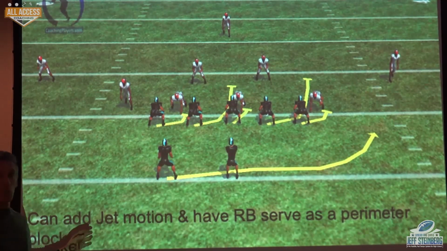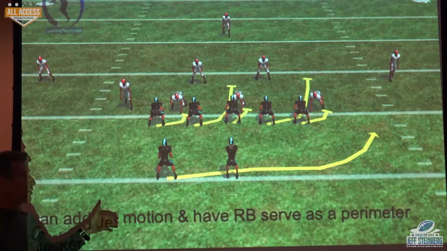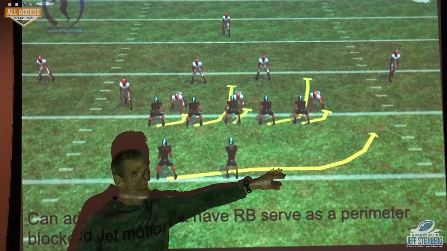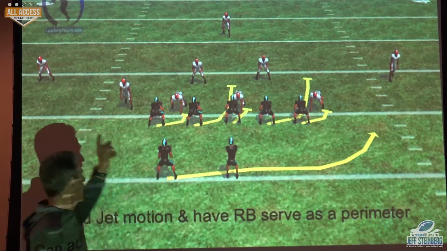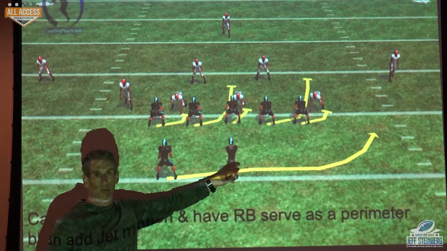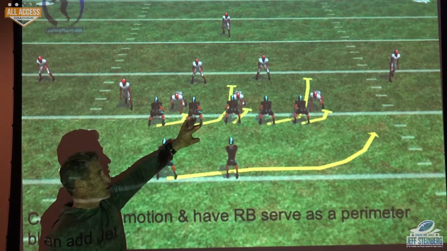The other thing is we will add our jet sweep on this without changing the blocking assignment. So we would put the running back in sidecar on the play side, and we would bring the slot from the backside in jet motion, and the quarterback would hand off to the slot without changing the blocking scheme.